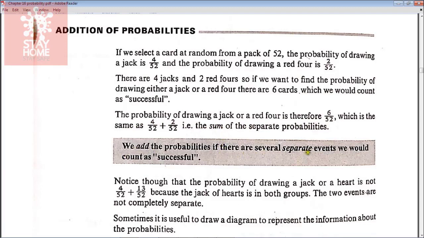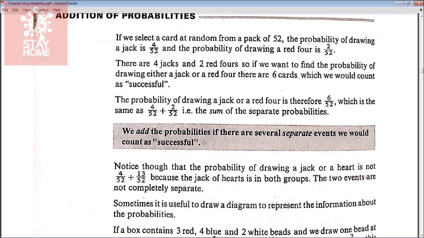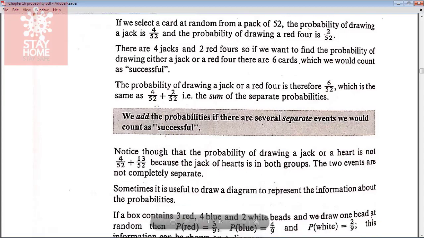If there are several separate events, we would count as successful. This is like the mutually exclusive, separate events, mutually exclusive events. But if the events are not mutually exclusive, we cannot say it is separate. Notice though the probability of drawing the jack or the heart is different, because the jack of hearts is in both groups. These things I have explained to you. You can easily understand it.